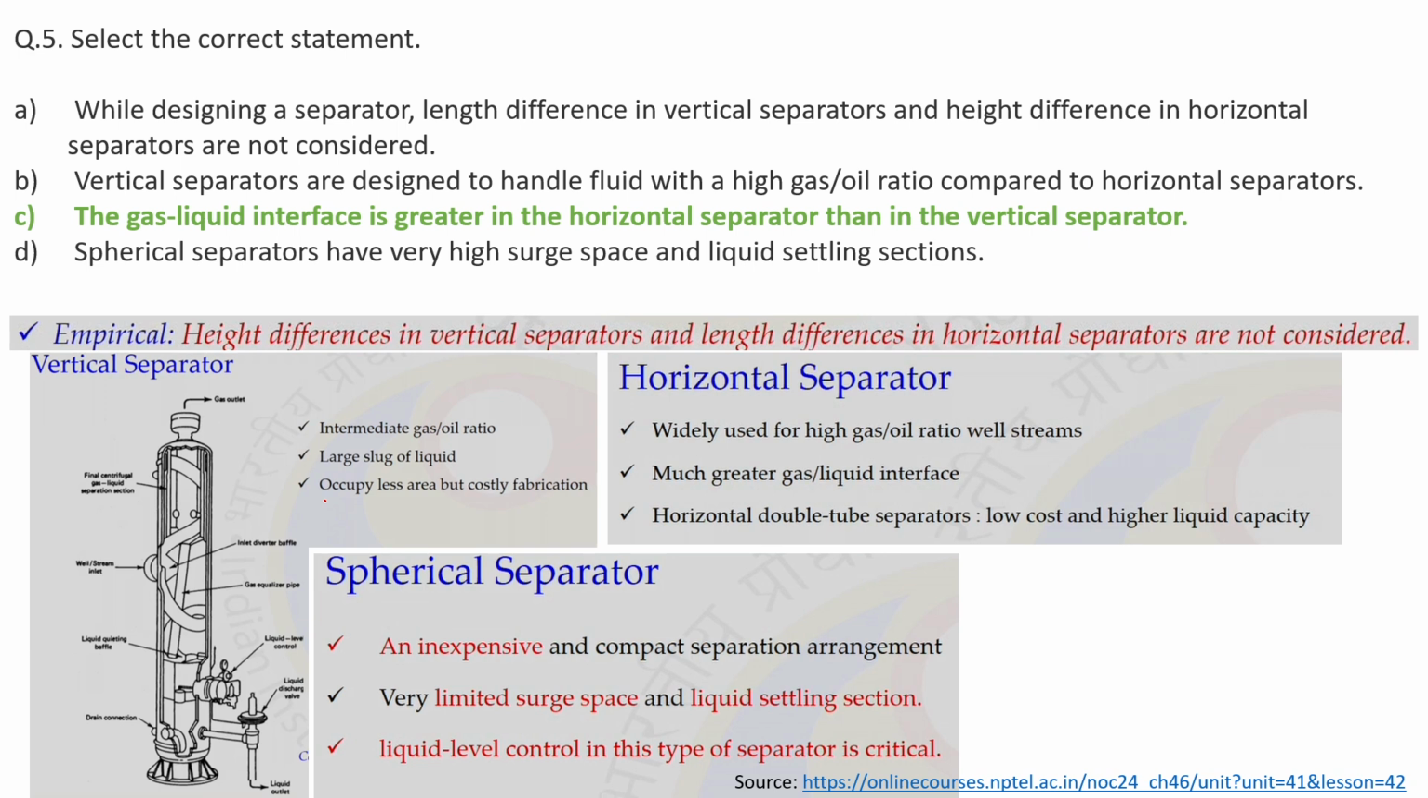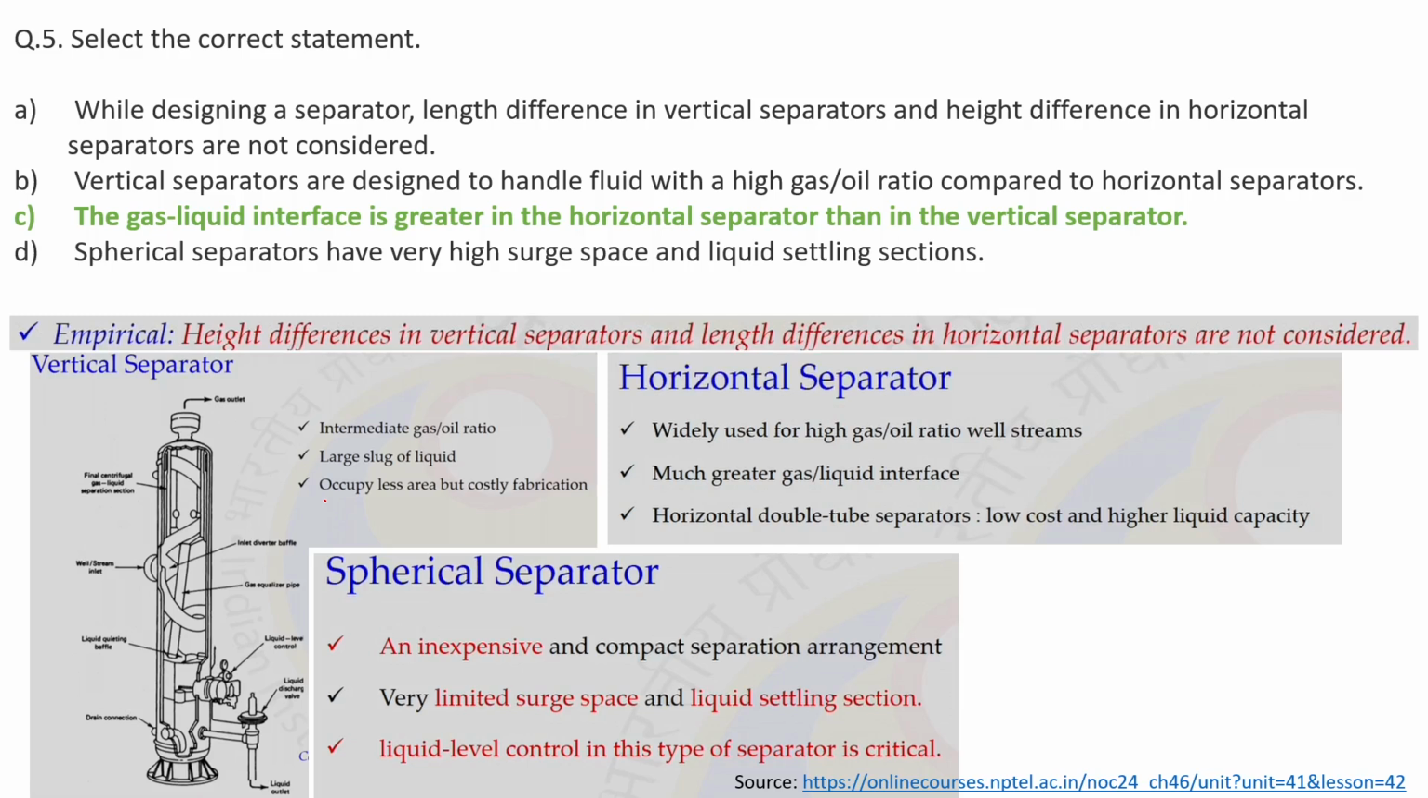Next is that vertical separators are designed to handle fluid with high gas to oil ratio compared to horizontal separators. But the vertical separators are actually used when there is an intermediate gas oil ratio. And other conditions are that it has large slug of liquid, and it occupies less area but has costly fabrication. Then the third statement is that the gas liquid interface is greater in the horizontal separator than in the vertical separator, which is the correct statement.